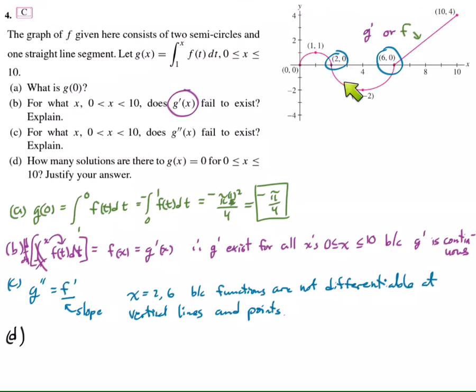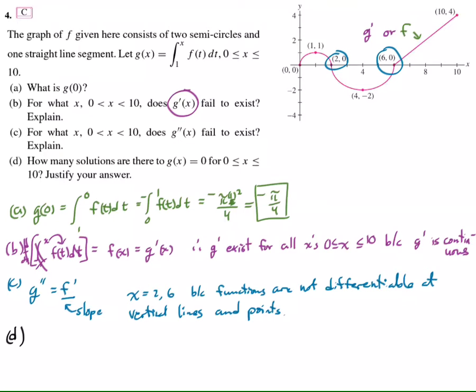Remember, we're not looking at this curve right here. This is not the g function. This curve right here is the f function, or g prime. We're looking at this. This is the g function. So how would we show that there are so many x-intercepts?